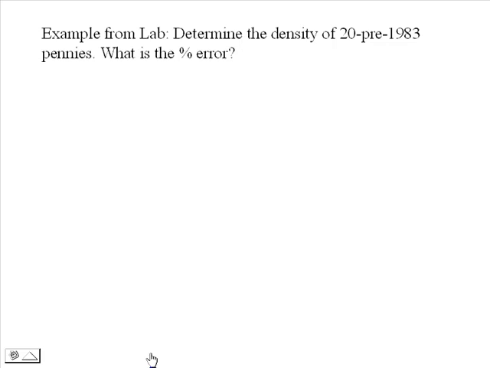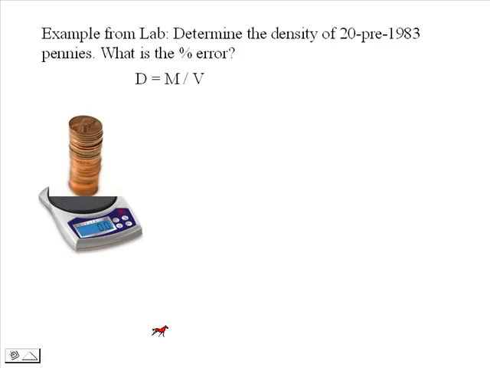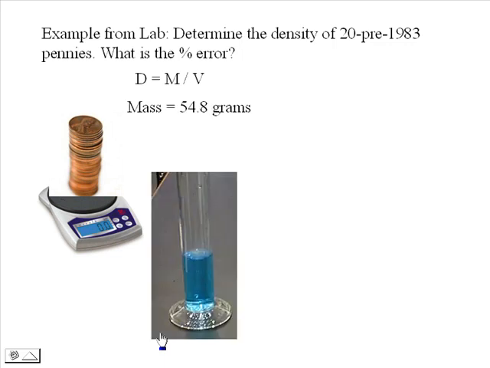Let's take a look at a typical problem that might occur in the lab. It says determine the density of 20 pre-1983 pennies. This is also going to ask for what is the percent error. Again, it says determine the density. There's my equation. I would weigh 20 pennies on a scale and say the mass is 54.8 grams. It's in the proper unit, so I don't have to switch the units.